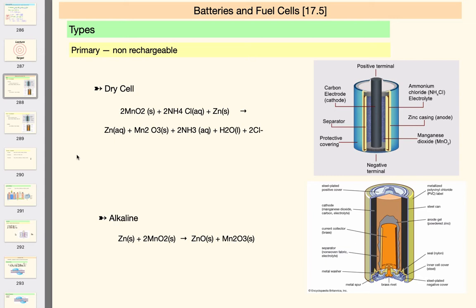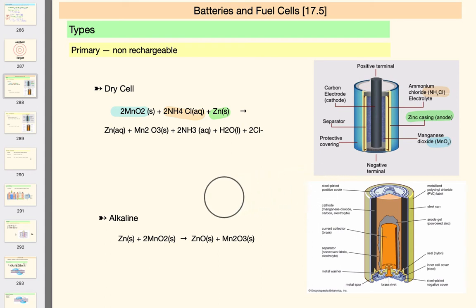What I've shown here are the equations and a schematic diagram of each of those. So you can see for a dry cell, we've got manganese dioxide reacting with ammonium chloride and zinc to give you a reaction. If you look at the diagram on the side, you can see where each of those reactants comes into play. Note also that the zinc gets involved with the reaction, but is also used as a casing. Very clever engineering.